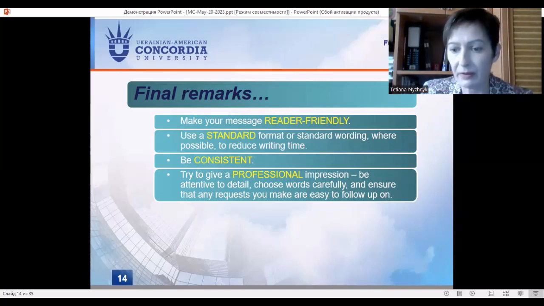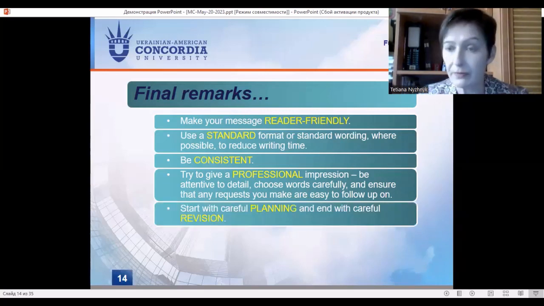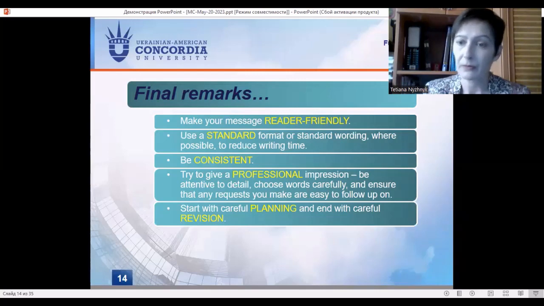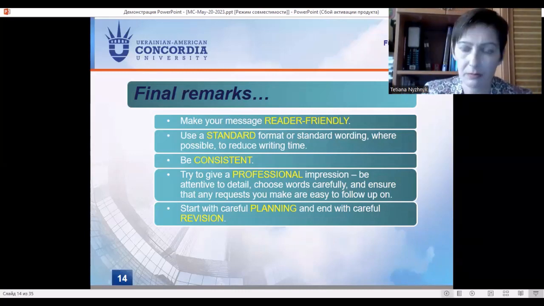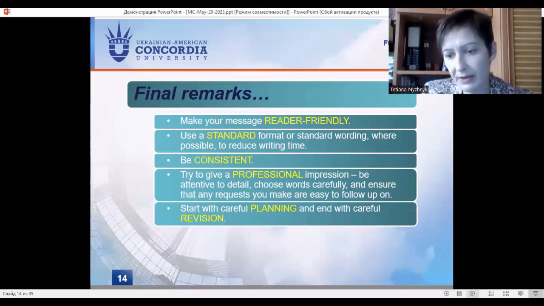Everything starts with planning and finishes with revision. That is, when you are done with the document and when you think that everything is perfect, revise it, edit it, and proofread it again. If your level of English is lower than B2, then it's probably a good idea to ask someone else to proofread the document for you.